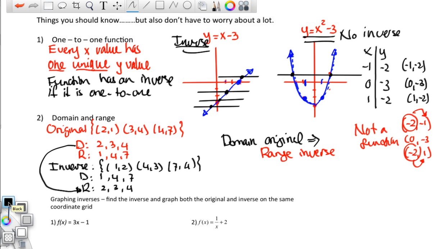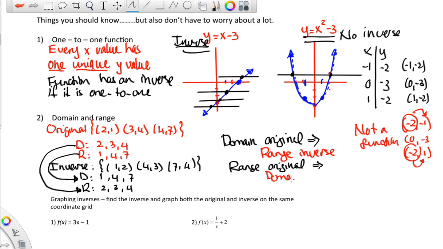And the other way around, the range of the original is the domain of the inverse. Okay, so the range of the original is the domain of the inverse. See that then in red, so consistent. And that does go both ways. So the domain of the inverse is the range of the original, and the range of the inverse is the domain of the original. Now you may be wondering, why is this important?